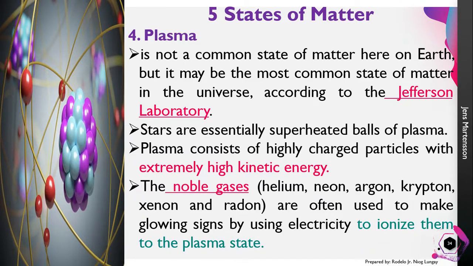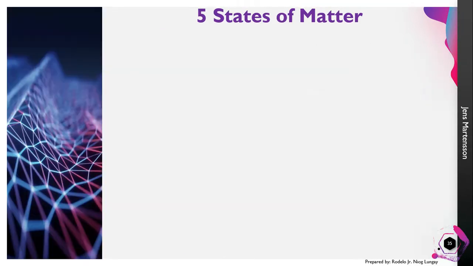Okay? So the noble gases, helium, neon, argon, krypton, xenon, and radon, are often used to make glowing signs by using electricity to ionize them to the plasma state. So pwede na to i-convert, no, these noble gases into a plasma state by exposing them to electricity. Kanang ginagamit sa mga signage nga electrical na grabe ka mga hayag, nagagamit na sila og noble gases that is being converted into its plasma state using electricity. Okay, so they are being charged, ang mga noble gases.